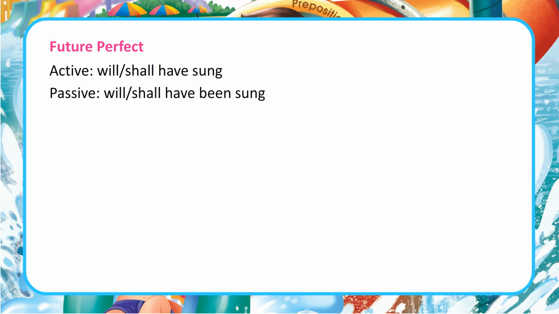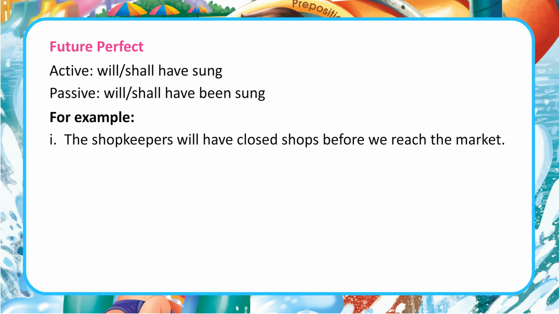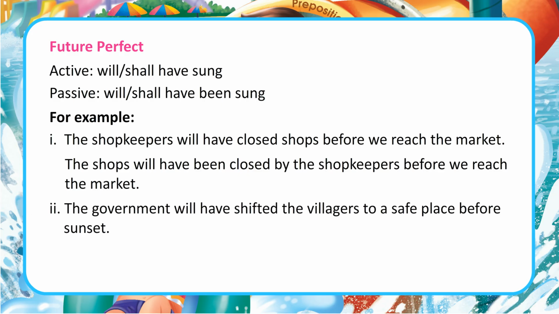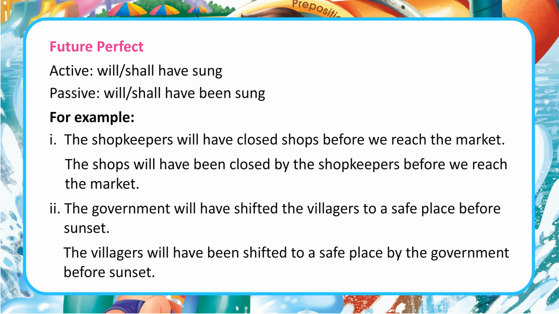Future perfect. Active: will/shall have sung. Passive: will/shall have been sung. For example, the shopkeepers will have closed shops before we reach the market. The shops will have been closed by the shopkeepers before we reach the market. 2. The government will have shifted the villagers to a safe place before sunset. The villagers will have been shifted to a safe place by the government before sunset.